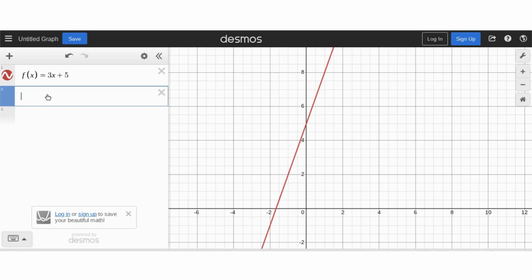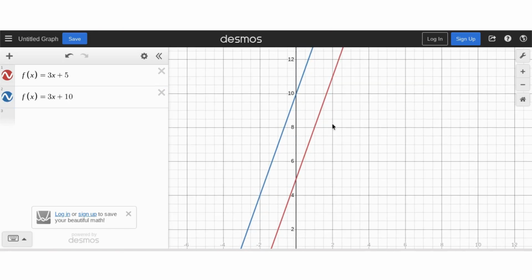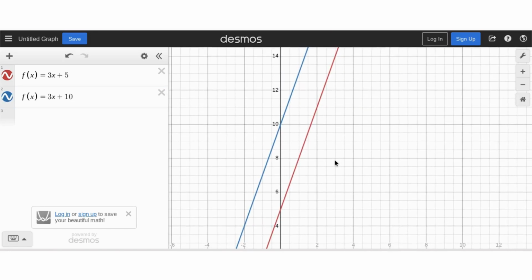Now, when we're shifting up and down, all we really need to do is just add the amount that it's asking us to shift to the end of the original equation. So if it's asking us to shift 5 units up, we just take f of x equals 3x plus 5, add 5 to get 3x plus 10, and that shifts it up. Now, it does look like it's shifted to the left also because it is, but it also is shifted up. Or it could ask us to shift it down, in which case we would subtract 5, and this is also shifted down.